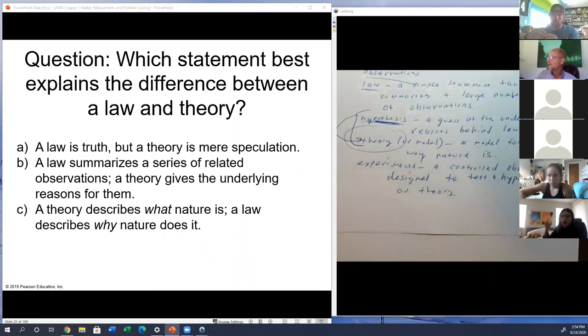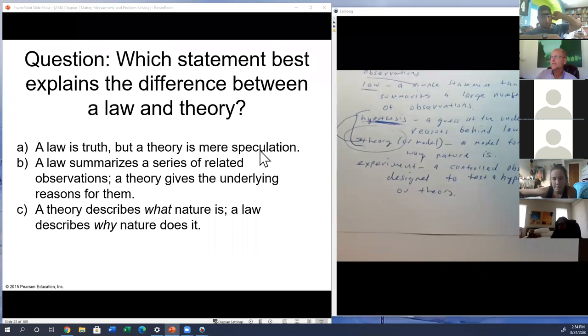All right, and let me see, share results. I'm going to share the results. Can you guys see that? Can you guys see my results? Awesome. So most of you got the right answer, which is B. A law summarizes a series of related observations. If we look over here, can you still see the results? Yeah, okay.